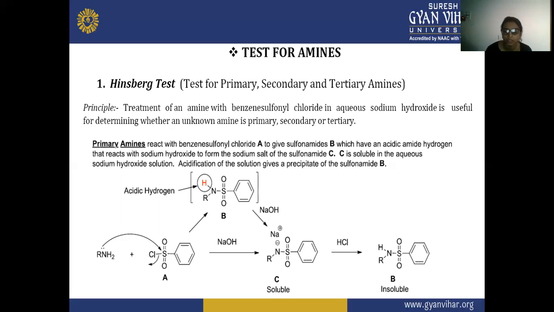Here the primary amine reacts with benzene sulfonyl chloride, A, and gives the sulfonamide B, which has an acidic amide hydrogen, meaning the hydrogen attached to the nitrogen is acidic.